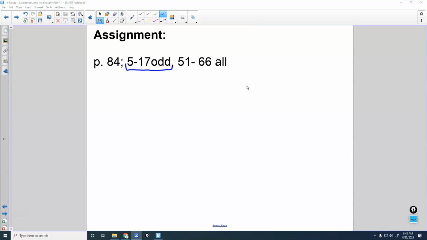If you want it, you can use it, but there's not a lot of them that you're going to have to work out. So most of it's going to be graphs or tables. So if you need it, you're welcome to get it out. But otherwise, I would probably say no.